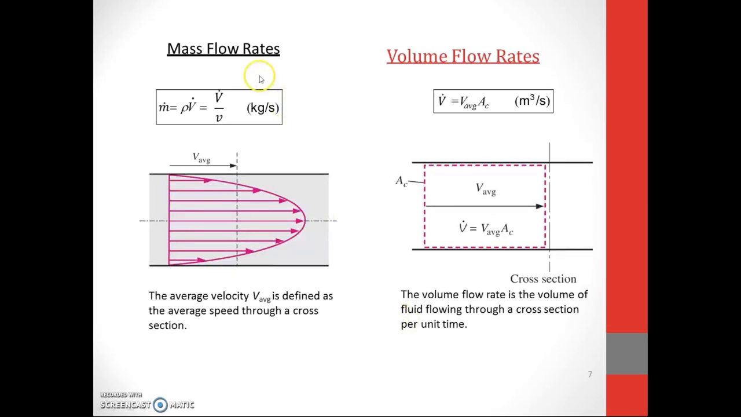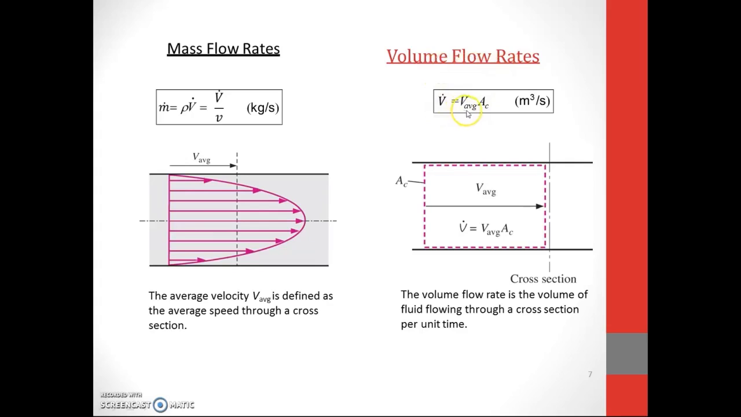Okay, mass flow rates. Remember, if you have a dot at the top, it shows that it is over time. Mass flow rate is equal to volumetric flow rate multiplied by density. Density is also equal to 1 over specific volume. Therefore mass flow rate is equal to volumetric flow rate over the specific volume. So this is the equation for volume flow rates.